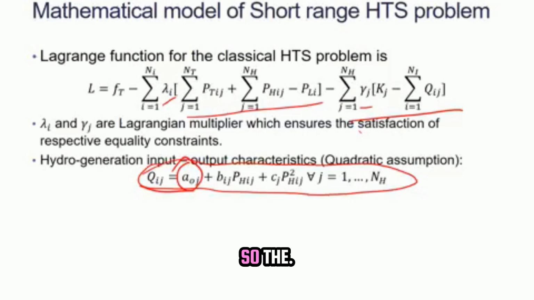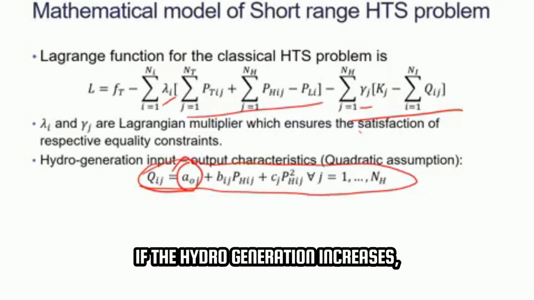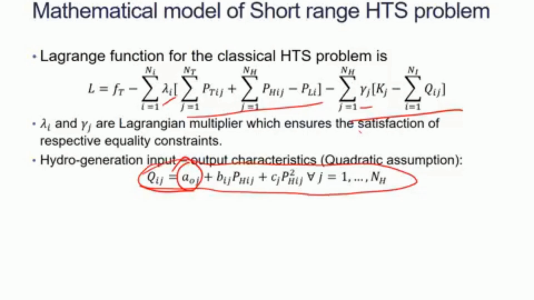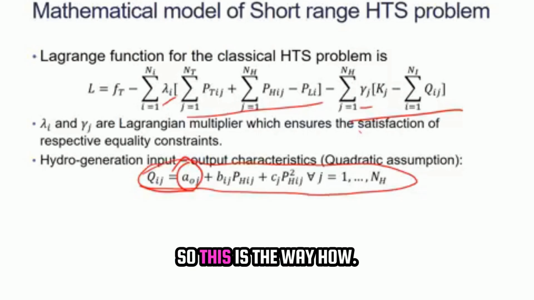hydro generation. So if the hydro generation increases, the water discharge increases. So that's why this A naught J is there, right?